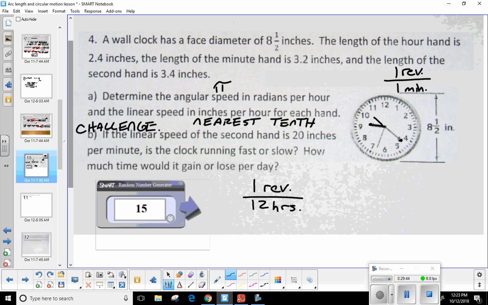Okay. Now, once you have the revolutions over time, what do you do? What's that one fraction that just keeps coming up? 2 pi radians over revolutions. Right there, that's your angular. Okay. Now, once you have the angular, how do you get the linear?